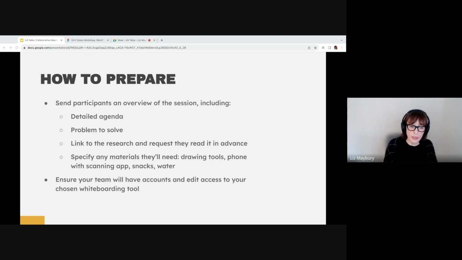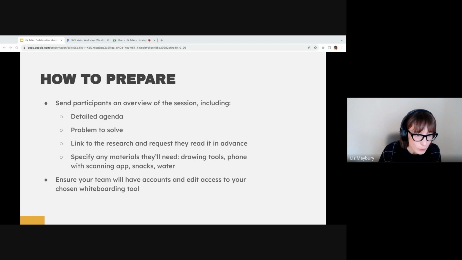And then it's also important to ensure your team are going to have any accounts created that they may need to access tools that you're using, and they're going to need edit access to your chosen whiteboarding tool. It's good to make sure that's all working in advance because time is going to be precious. You'll see this if you're running them, time goes very quickly, and you don't want to lose 5-10 minutes at the start trying to get your team onto the boards that they need.